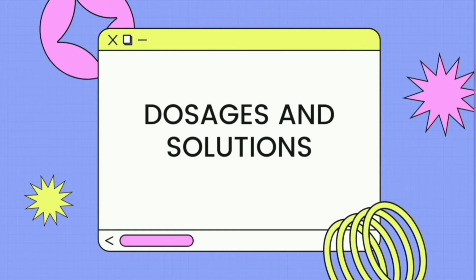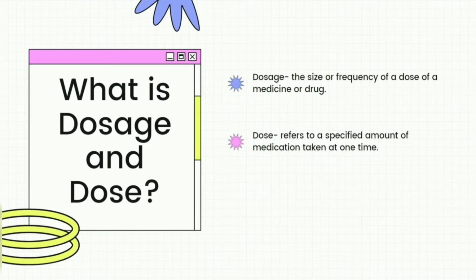For the dosages and solutions, we have first the dosage. This is the size or frequency of a dose of a medicine or a drug. For example, 2.5 ml twice a day. And for the dose, this refers to a specified amount of medication taken one at a time. An example of this is the nurse giving morphine to the patient.